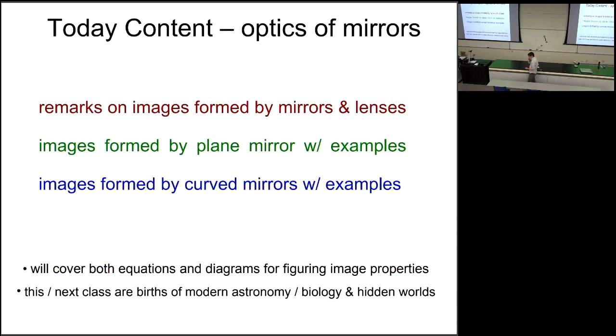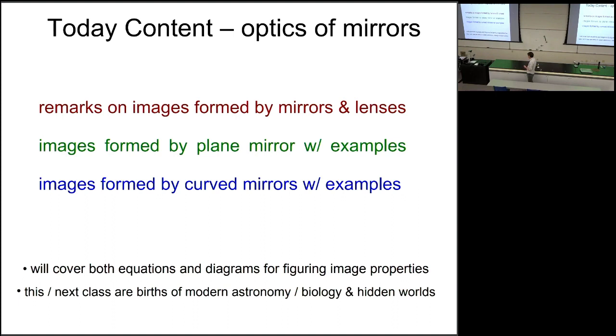When we look at the images formed by planar mirrors and curved mirrors, we're going to examine the images in two different ways. We're going to examine their formation through equations, formulas for the image formation and the properties of the image. And we're going to investigate the image by ray tracing, by drawing the images and investigating the properties of the image. So we're going to do it those two ways.